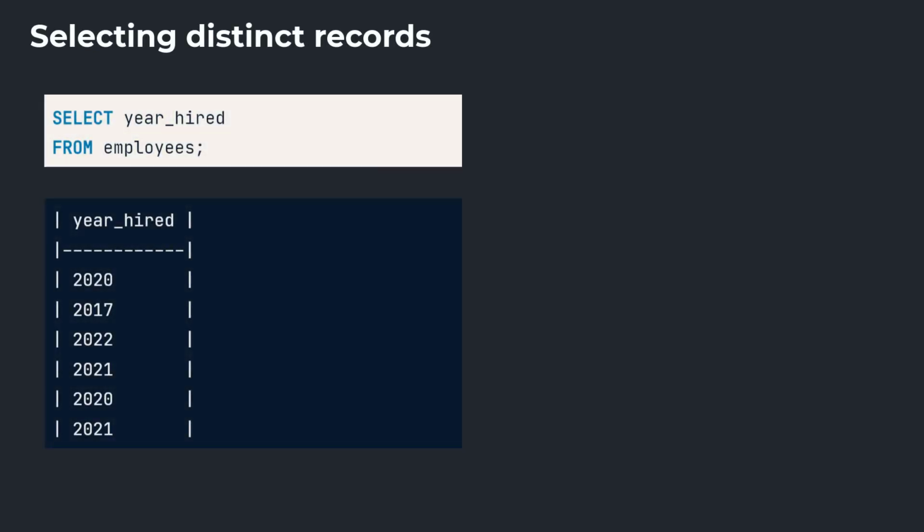Some SQL questions require a way to return a list of unique values. Let's imagine that we are interested in getting a list of years in which we hired our current employees. If we select the year hired field from the employees table, the result set shows several years listed twice, which isn't what we are looking for.